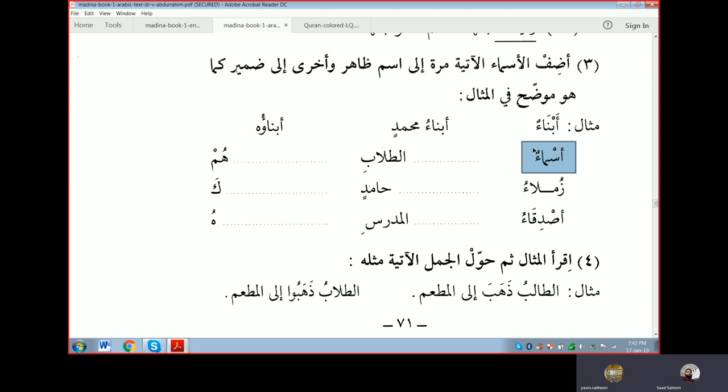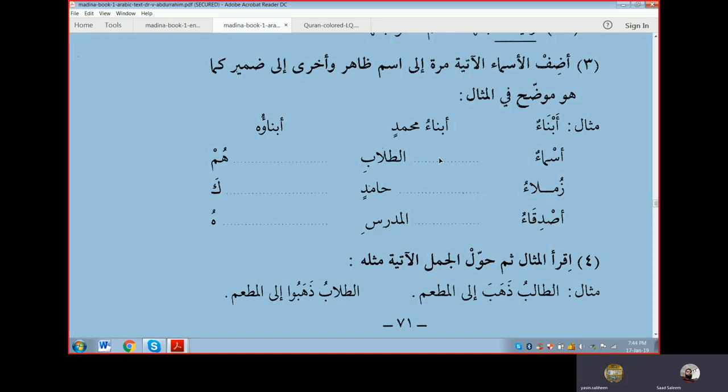This word is asma'un, and it means names. Here you will write asma'u tulabi. When this word becomes mudaf, it will not have tanween, it will have dhamma. So when you write this word here, it will become asma'u at-tulabi. Just like this word has tanween here, abna'un, but when it is written here it becomes mudaf, so it has dhamma: abna'u Muhammadin, sons of Muhammad. The same rule will be applied here, asma'u tulabi.